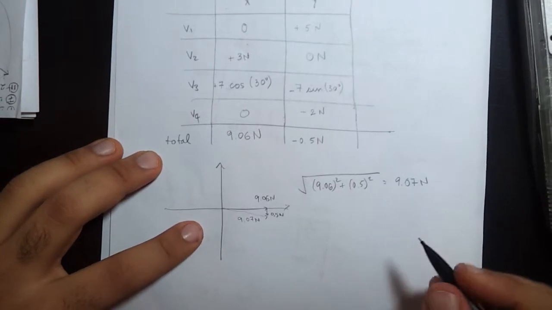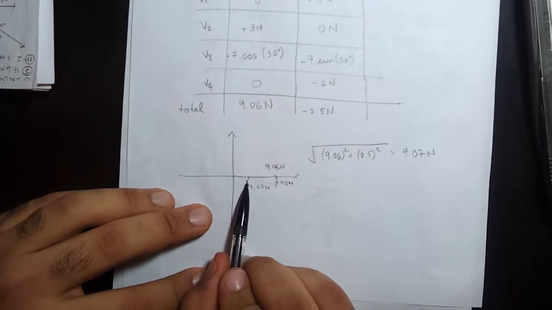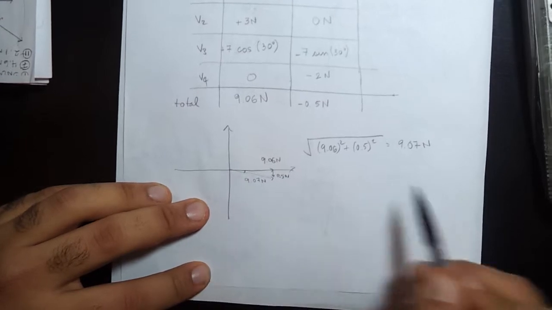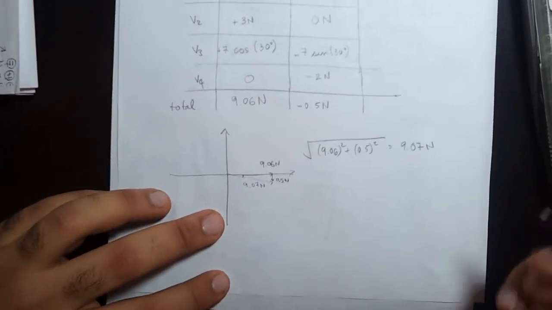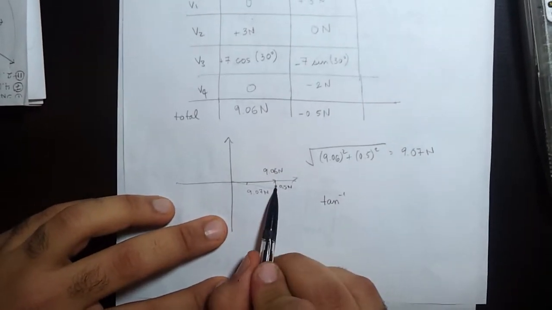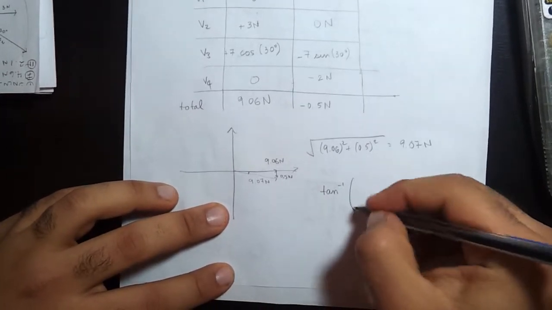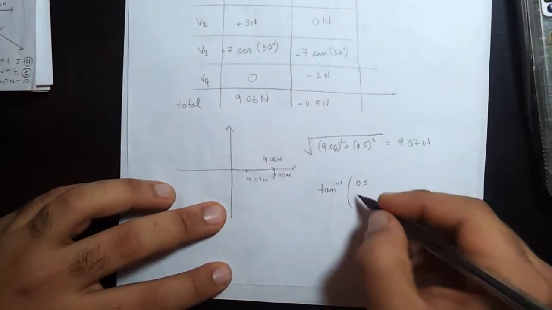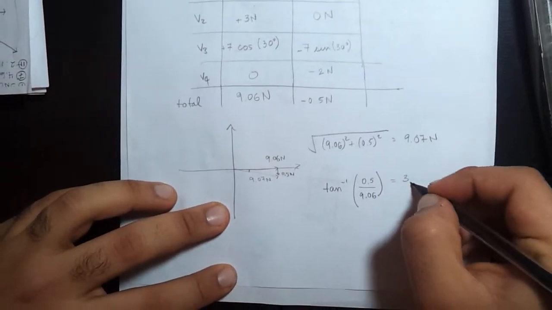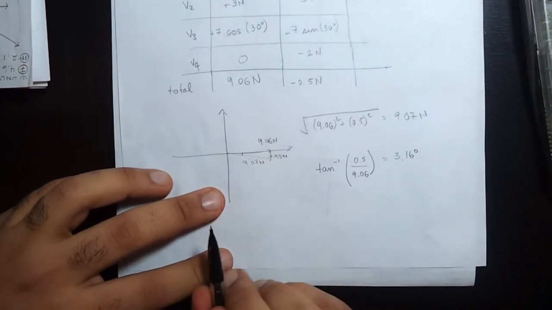Now all we need to find is the angle, this small angle here. We can see that because this is a big x direction and a small y direction, we're going to have a really small angle. So if we get a big angle, we know we did something wrong. To do that, you just have to do the inverse tan of opposite over adjacent. Remember it's SOHCAHTOA, opposite over adjacent. So opposite is 0.5 over 9.06. And that's equal to 3.16 degrees. That makes sense. A small angle, 3.16 degrees.